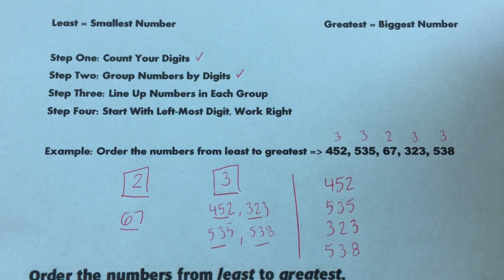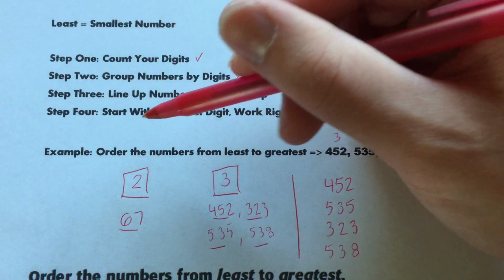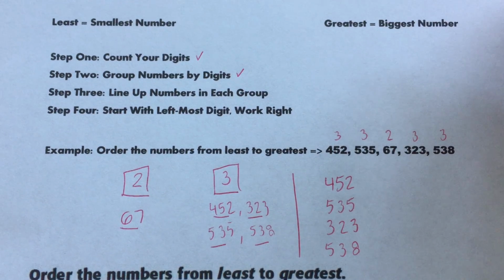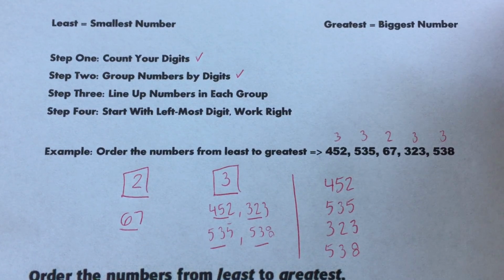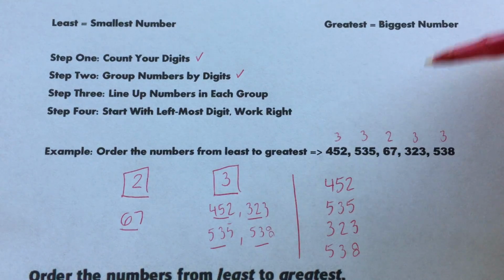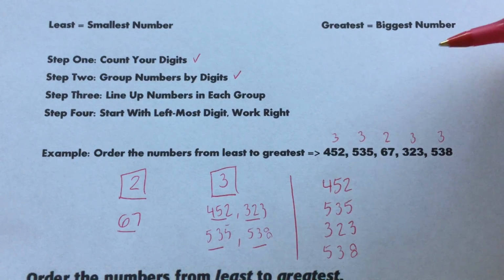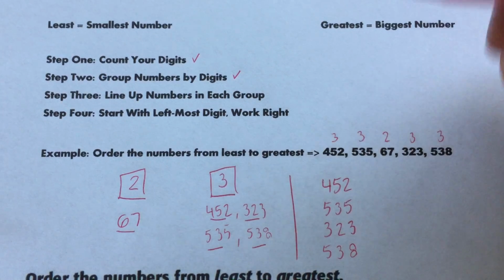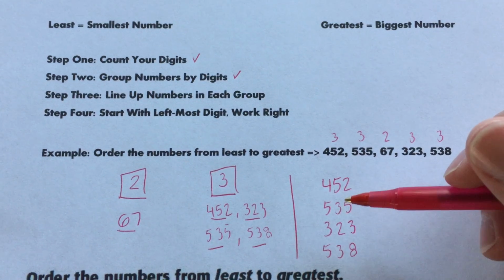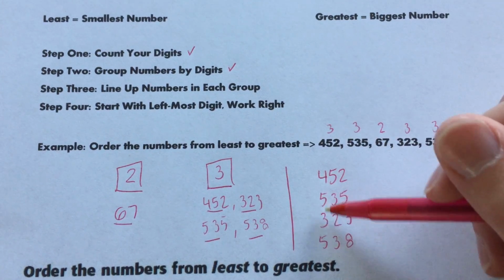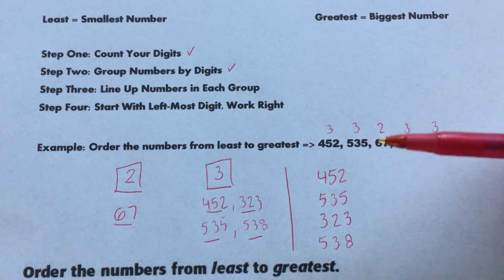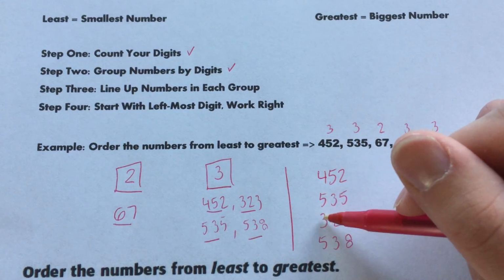Okay, so we've lined them up in each group, and now we need to start with the leftmost digit and work right. If you watch the comparing numbers video, you kind of see that we did the same thing with those, except this time instead of comparing 2 numbers, we're comparing 4, and that's going to be a little bit more work, but still very, very doable. So we're going to start with the left. Just the first digit in each one of these 3. So if we look at 4, 5, 3, and 5, we're going to compare those.